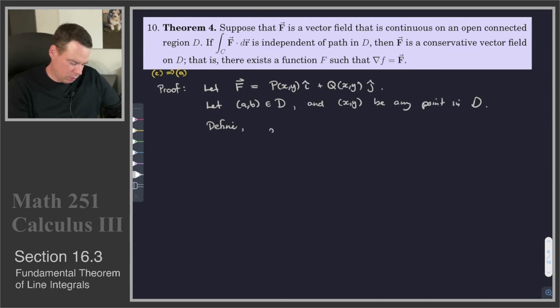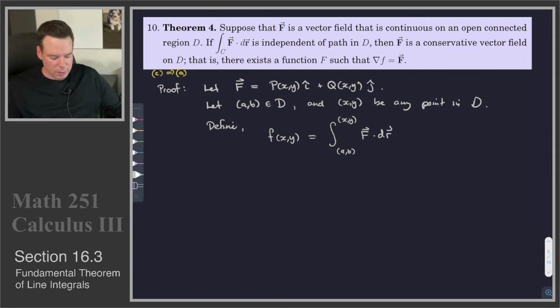How are we going to define this function? Well, little f of (x,y) is going to be defined to be the integral from (a,b) to (x,y) of F dot dr. And so when I've written it like this, I haven't actually told you what path I'm going from (a,b) to (x,y). I'm just saying do the line integral from (a,b) to (x,y) along some curve and call that resulting value f of (x,y), because it's going to depend on the terminal point (x,y). Because I haven't told you what curve I'm integrating along, this could be ambiguous.